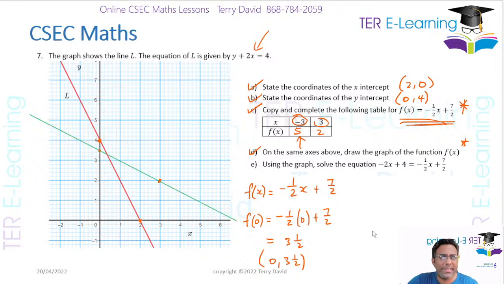Right, now, this last part of the question, part E, using a graph, solve this equation here. You're trying to solve this equation. Now, what I want you to understand here is that that line L, so this line here, is actually y is equal to minus 2x plus 4, right? That's what that line is here.